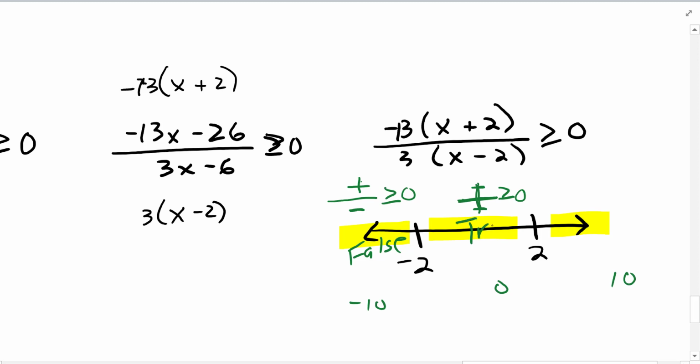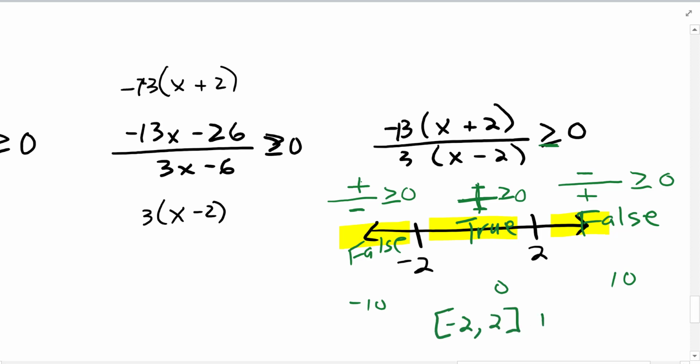Negative divided by negative is one big positive, which would be greater than or equal to 0. That would be true. And then when we put +10 in there, a negative times a positive is negative. And then a positive times a positive is a positive. Well, a negative divided by positive is a negative. Is a negative greater than or equal to 0? That would be false. So, and that's a solid line right there. So, -2 to +2, that's the domain. All right, that's it for this one.